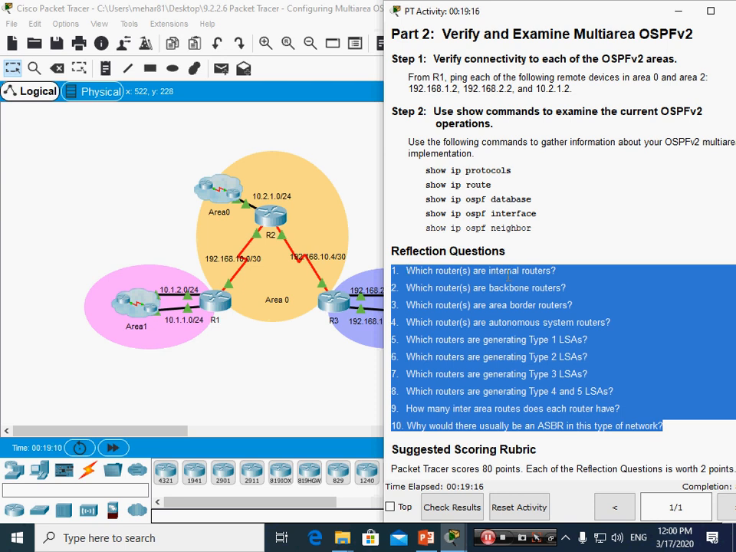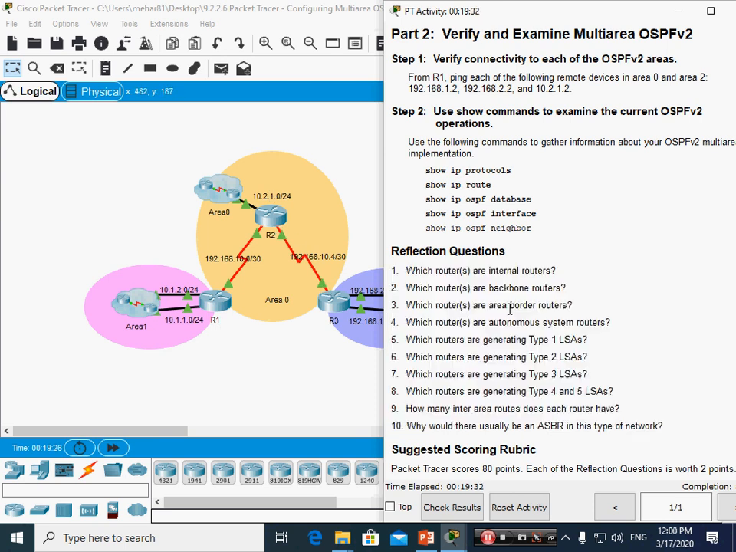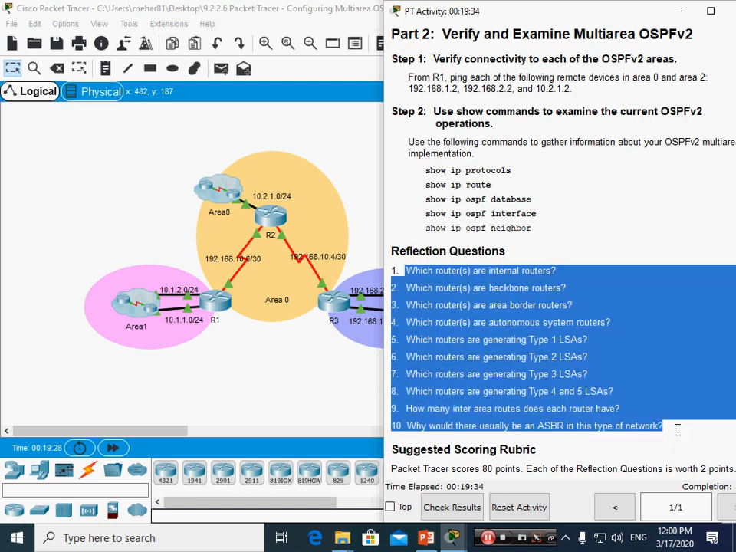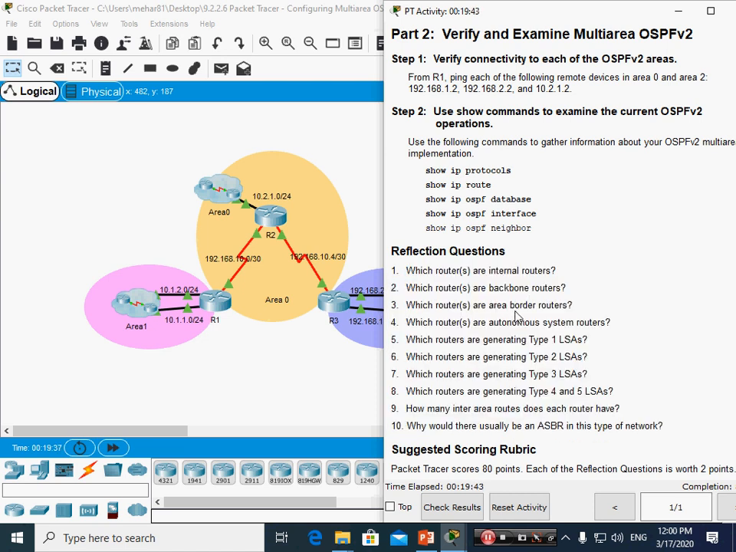Why, if it is an internal router, why is it an internal router? If I say router 1, is it an internal router or external router? If not, why? Which one is the internal router? Is router 2 the internal router? If yes, then why? So you need to send me the answer with reasoning. If it is internal, why is it internal? If it is a backbone, why is it a backbone? If it is an area border router, what is the definition of an area border router? So you need to send me the answers.